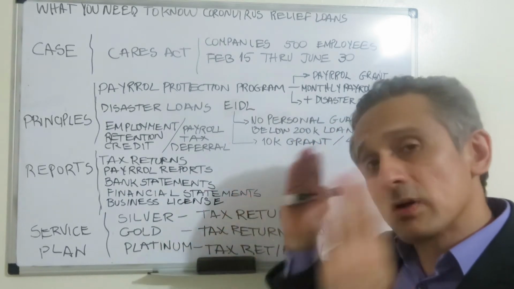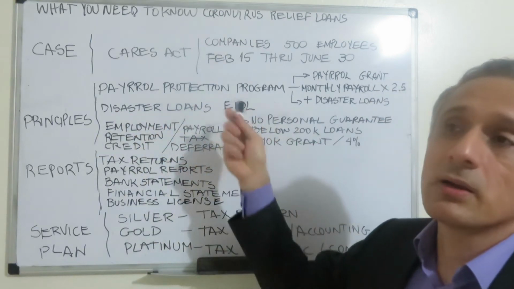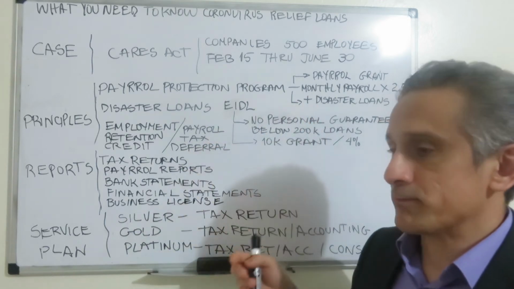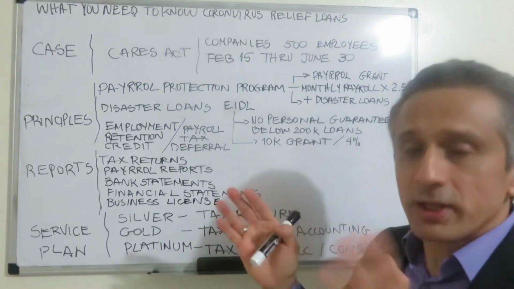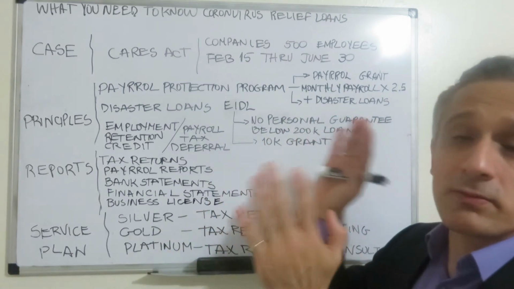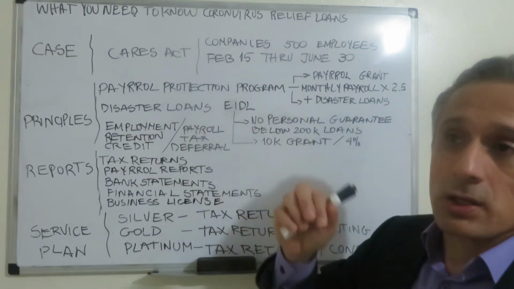And the requirements are also a little more cumbersome. For example, in the disaster loan, they will require a business license, personal financial statements, profit and loss for 3 years, balance sheet, all that information, and 6 months of bank statements. All that information will be needed if you want to apply to the disaster loan.